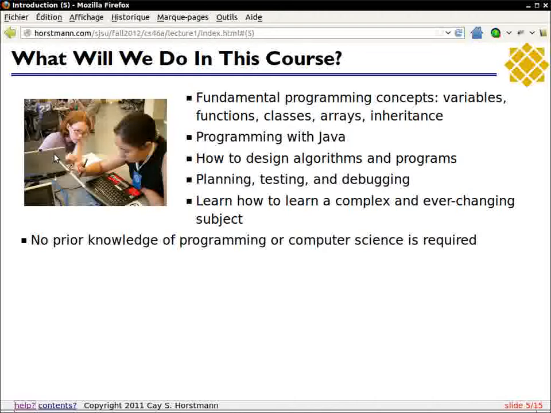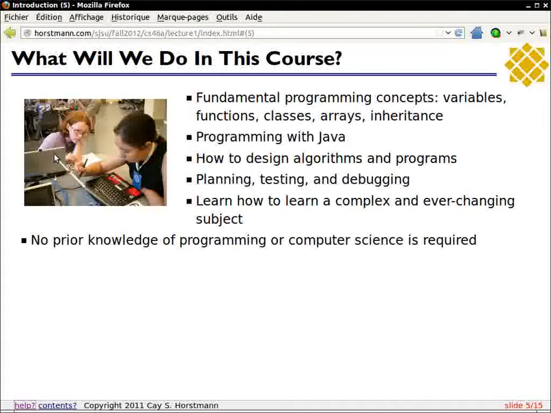You're going to learn how to design algorithms and programs, how to think like a computer scientist. You're going to learn how to plan, test, and debug. And you're going to be surprised, negatively, I'm sorry, that planning, testing, and debugging takes a lot of time. It often takes more time than it does to do the actual implementation. You're going to learn how to learn. Computer science is a complex subject, and it changes all the time. It changes very, very quickly.